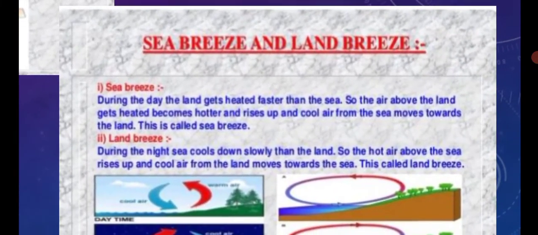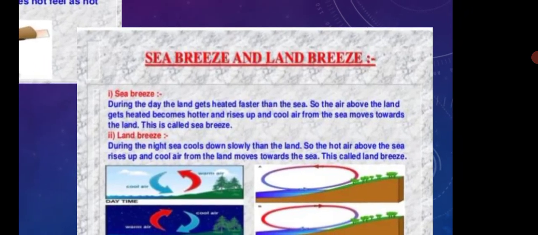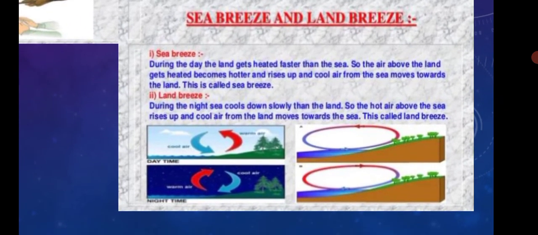Here is another example of convection, that is the land breeze and sea breeze in coastal areas. Another example of a convection current is the sea breeze and land breeze. In coastal areas, the breeze generally blows from the sea to the land during the day and is called sea breeze. At night, the breeze blows from the land to the sea and is called the land breeze. Sea breeze and land breeze are actually convectional currents.